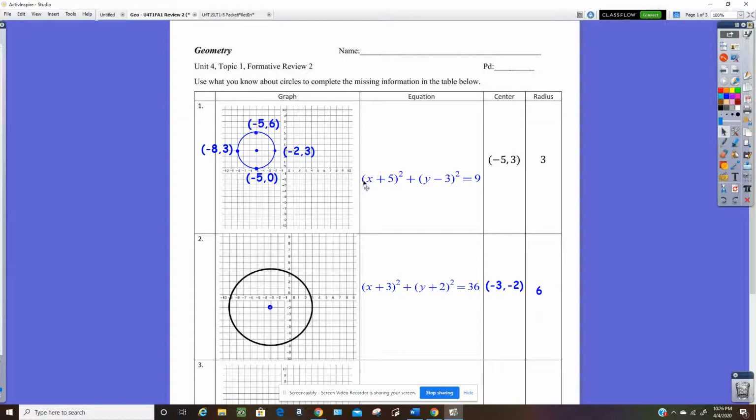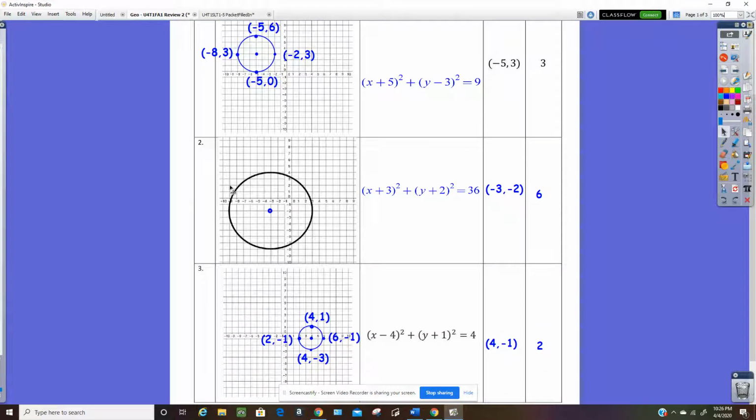And then writing the equation would be x, and then the opposite of -5 is +5, and then squared, plus, and then y, the opposite of 3 is -3, and then squared, and then square this number, so you get 9 there.